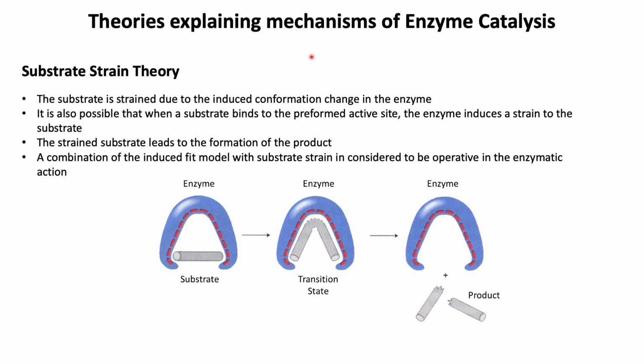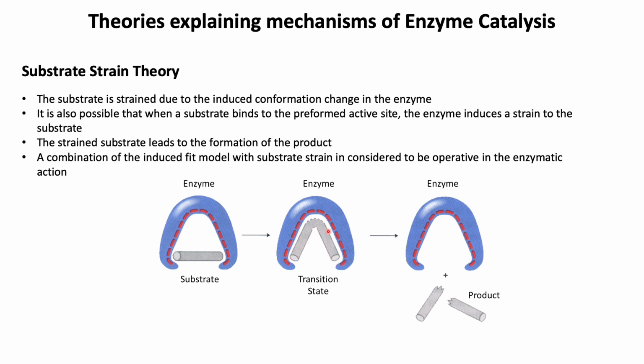After the substrate and the enzyme bind together, mechanisms of catalysis lower the energy of the transition state, which is done by forming an alternate pathway for the reaction. There are several mechanisms and theories of these alternate routes that explain enzyme catalysis. There's the substrate strain theory. The substrate is strained due to the induced conformation change of the enzyme. The substrate changes its conformation so that it can bind to the enzyme.